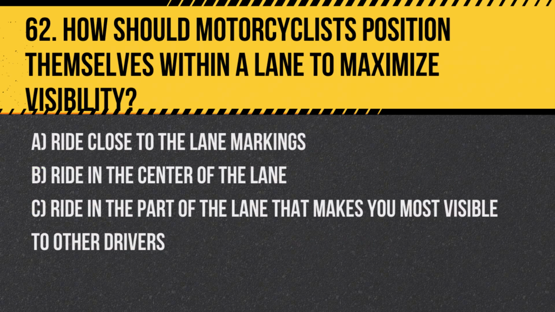Question 62. How should motorcyclists position themselves within a lane to maximize visibility? A. Ride close to the lane markings. B. Ride in the center of the lane. C. Ride in the part of the lane that makes you most visible to other drivers. Answer: C. Ride in the part of the lane that makes you most visible to other drivers. This position varies depending on traffic and road conditions.